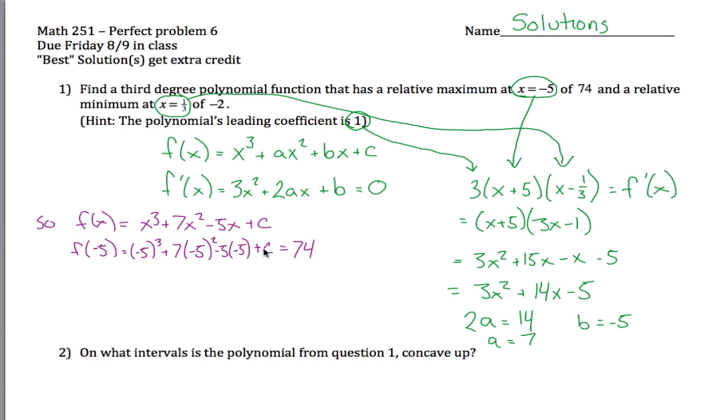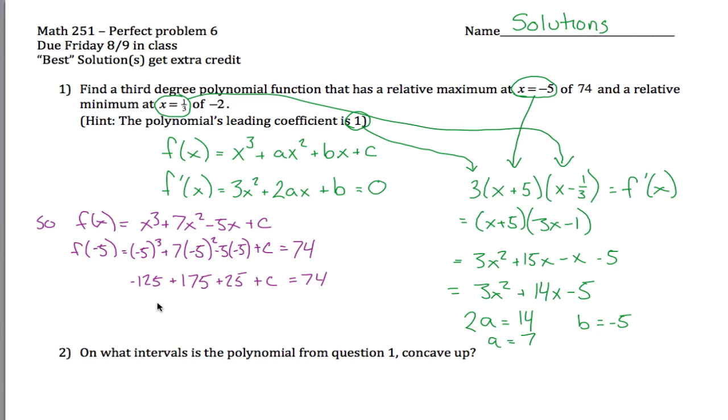I only have one variable in it, this c, so I can solve for that. Negative 5 cubed is negative 125. Negative 5 squared is positive 25. And when you multiply positive 25 times 7, you get 175. Negative 5 times negative 5 is positive 25. And then plus negative 5, good. And then plus c, that's got to be equal to 74.